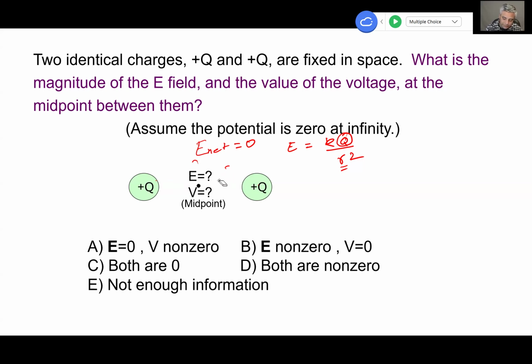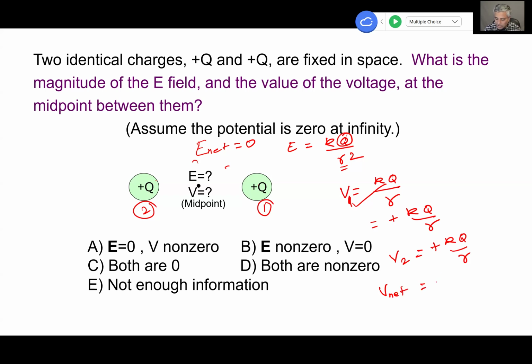Now, how about potential? Potential is a scalar quantity, and its formula is given by KQ over R. Due to one positive charge, it's going to be positive KQ over R, and it does not have direction, so that's why we don't draw potential like that. We just write numbers, right? That is due to one charge, let's say charge number 1, and due to charge 2, it's the same thing, same distance, same charge. So V2 is also positive KQ over R. That means V net is just the sum of these two numbers. So that's why V is not 0, it's non-zero, but E is 0.